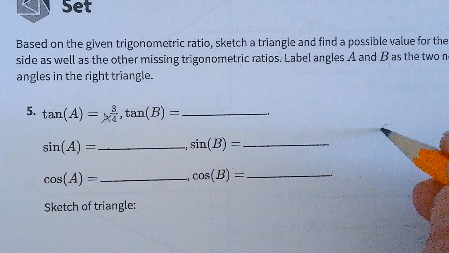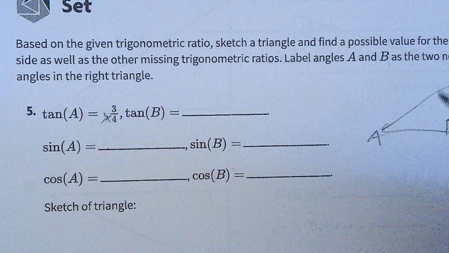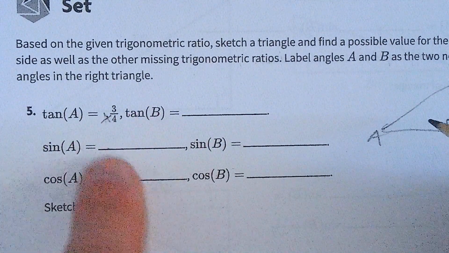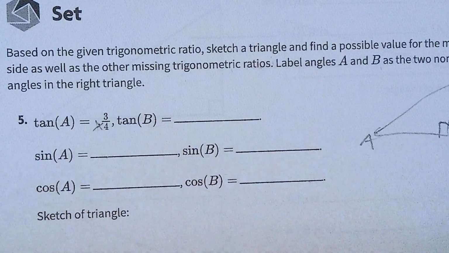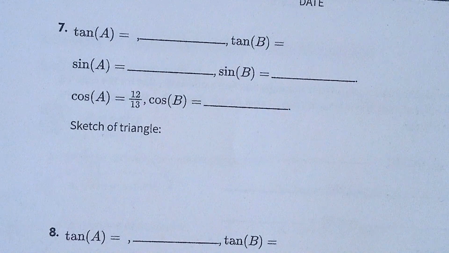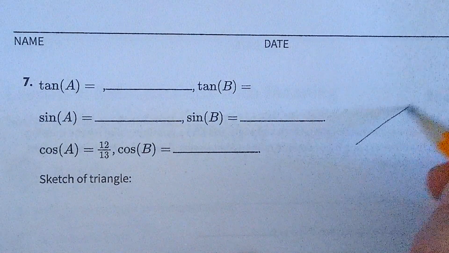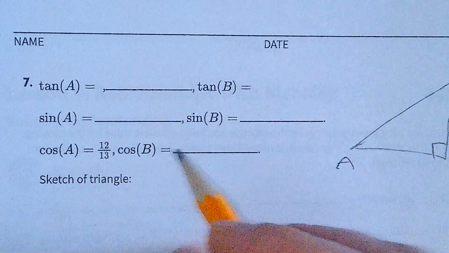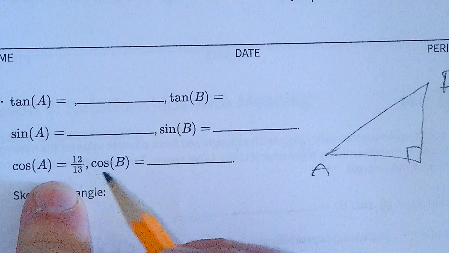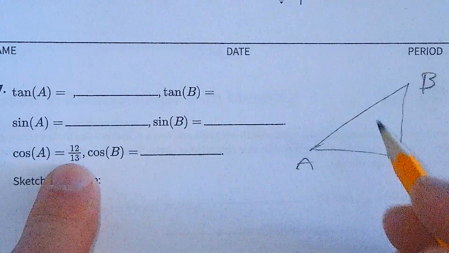So every one of these starts the same way. You sketch a triangle, you put a right triangle in there, you put an A and put a B. Then you can ask yourself, okay, if tangent A is 3/4, actually, I'm going to do a harder problem. This one. Right triangle, put an A, put a B. Cosine A is 12/13. That's all we know.